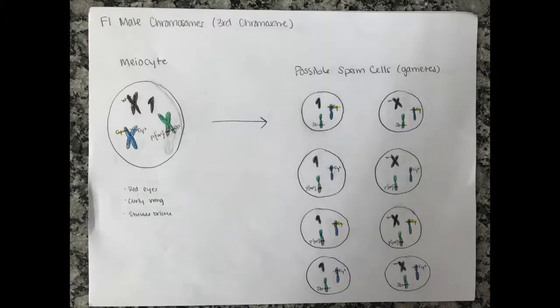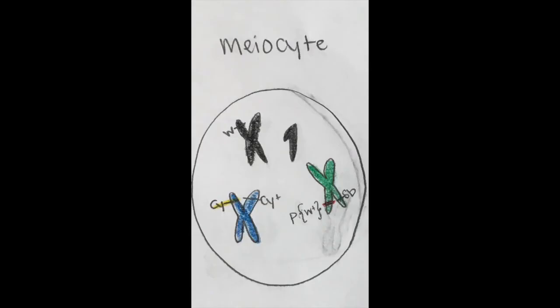Now we are observing the F1 male chromosomes for when the transgene is located on the third chromosome. Again, we start with a myocyte with the black X and Y chromosomes. The blue second chromosome has the mutant curly wing allele, marked by the color yellow, as well as the wild type allele for curly wing, making this male heterozygous for this trait.